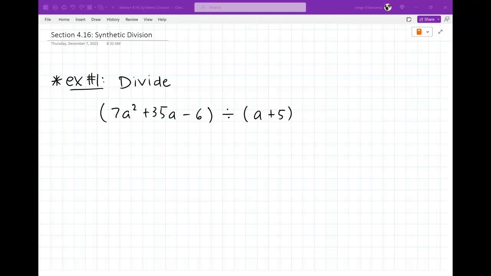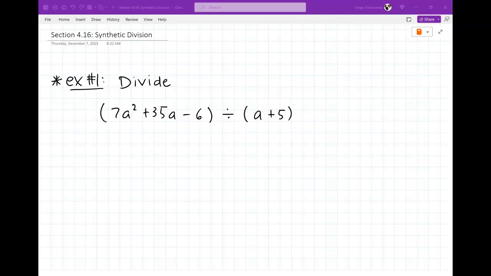All right, so in this section, 416, we're going to be doing synthetic division. Example 1 just wants us to divide those expressions, okay? 7a squared plus 35a minus 6 divided by a plus 5. And we're going to do this using synthetic division. So here's how it goes.